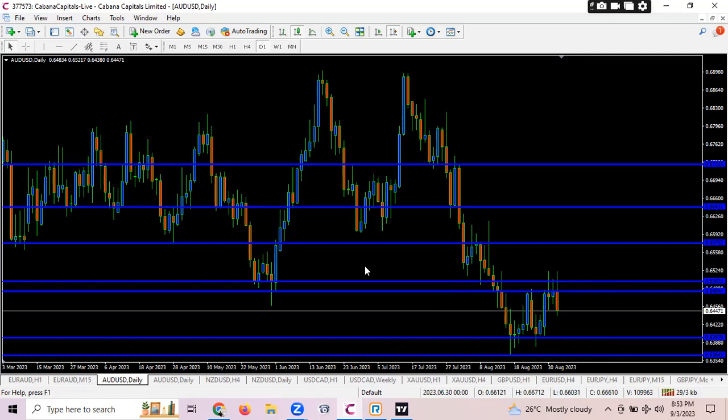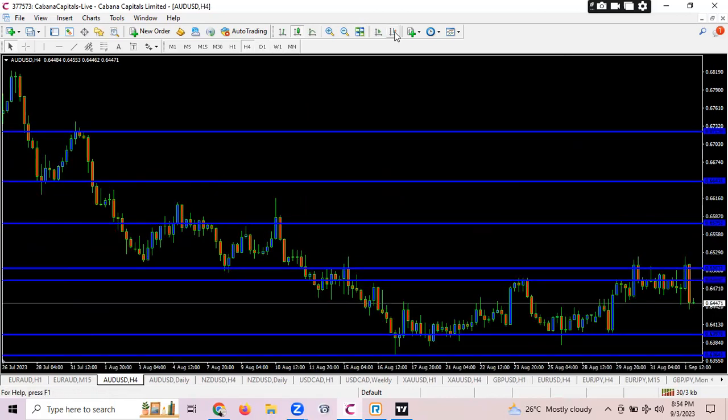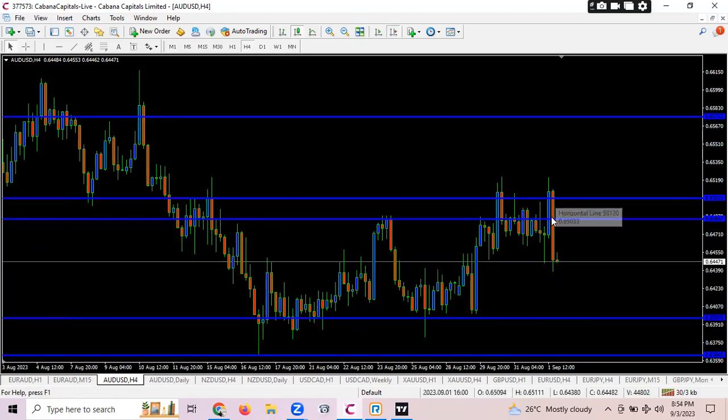I hope that is clear. Dollar index is bullish. So if a 4-hour candle closes below this support, I would sell Australian dollar USD. Let's see what we have on 4-hour. So you can see last 4-hour candle broke the support. This is a strong support level.